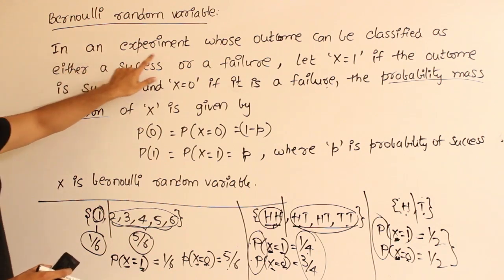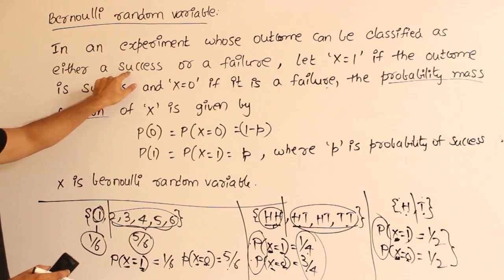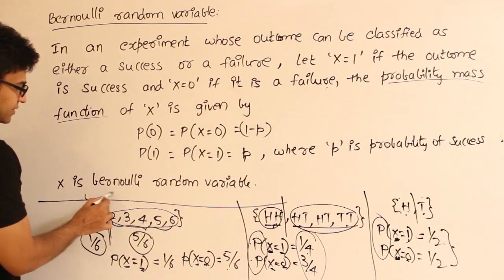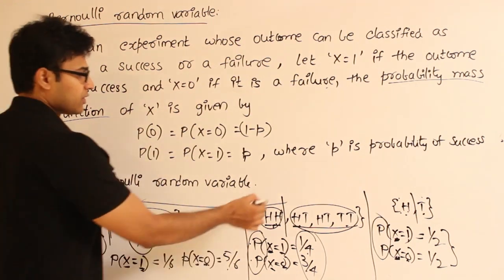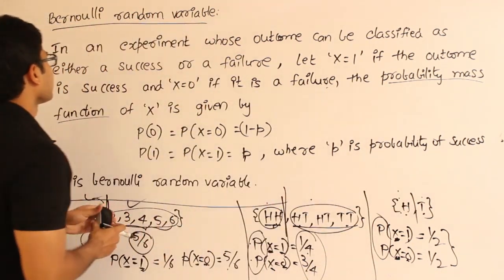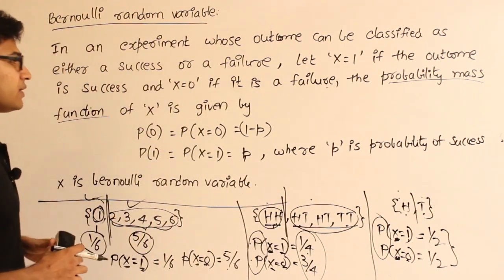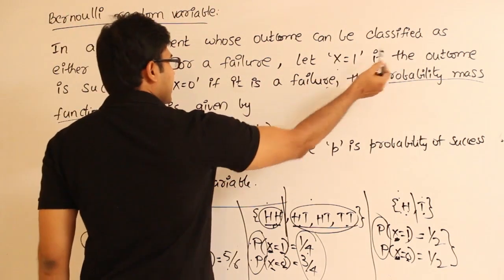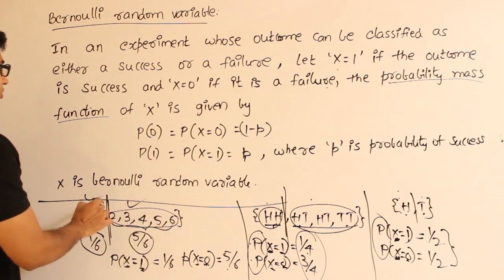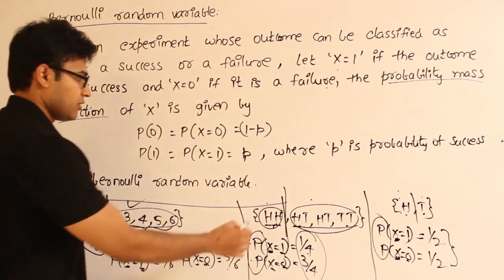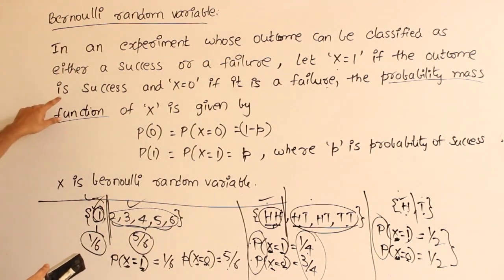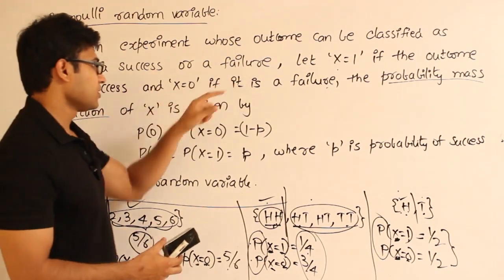In an experiment whose outcome can be classified as either a success or a failure. In this case, this entire thing is classified as success and this entire thing is classified as failure. In this case, this is success, this is failure, this is success, this is failure. Either a success or a failure. Let capital X equal 1 if the outcome is success. Here, capital X equal 1 if the outcome is head, so it is success, and capital X equal 0 if it is failure.